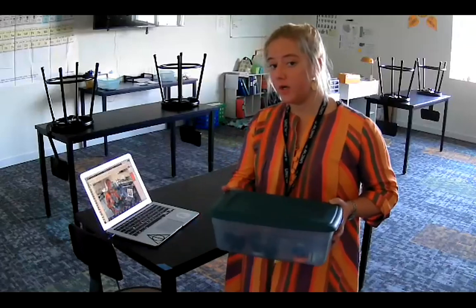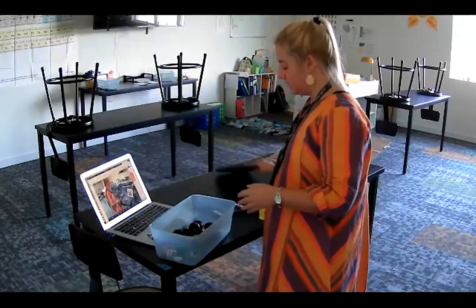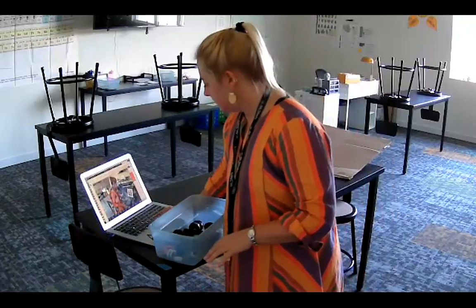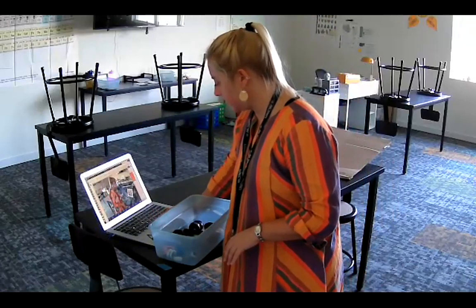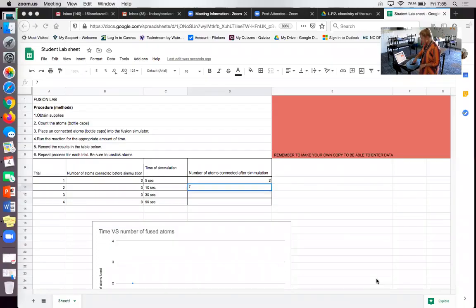It's really important that when you're at home, you're shaking it the same vigorous amount no matter what. So don't shake it really hard one time and not so hard the next time. Okay, so let's see, we've got 1, 2, 3, 4. 4 molecules formed for our 30 seconds.